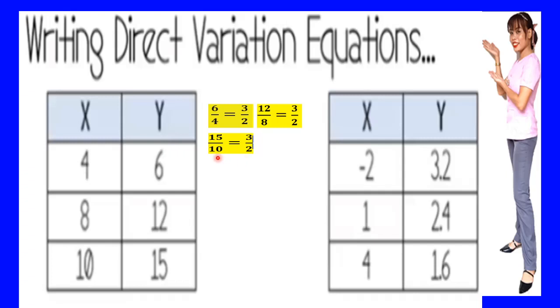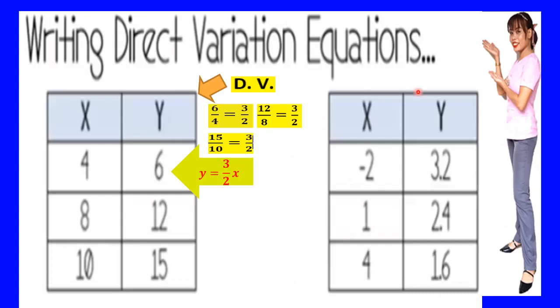Take note, all the results are the same. So that would mean this table represents a direct variation, and its equation is in the form of y equals 3 halves x, where 3 halves is the constant of variation, the quotient as we divide y by the particular values of x. Okay, now this is a direct variation.